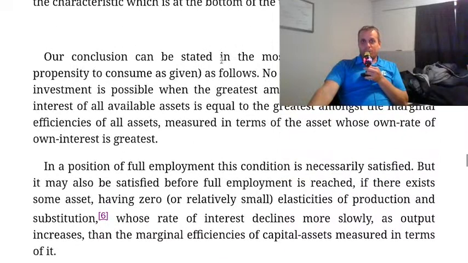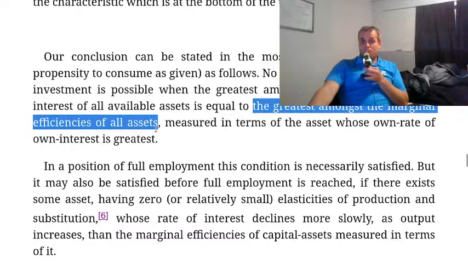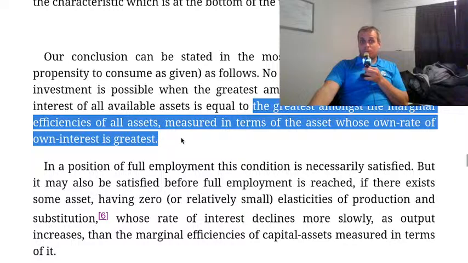Our conclusion can be stated in the most general form, taking the propensity to consume as given, as follows. No further increase in the rate of investment is possible when the greatest amongst the own rates of own interest of all available assets is equal to the greatest amongst the marginal efficiencies of all assets, measured in terms of the asset whose own rate of interest is greatest.